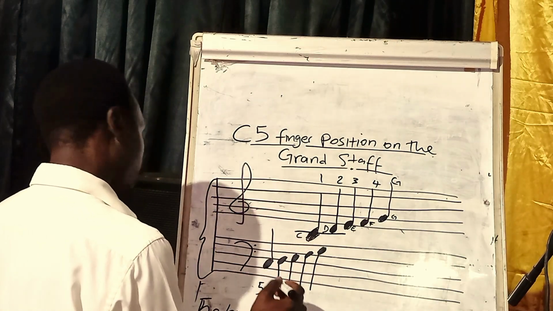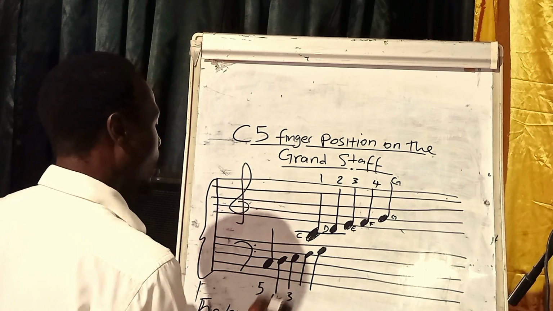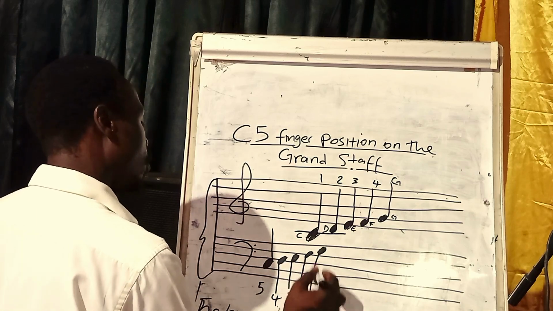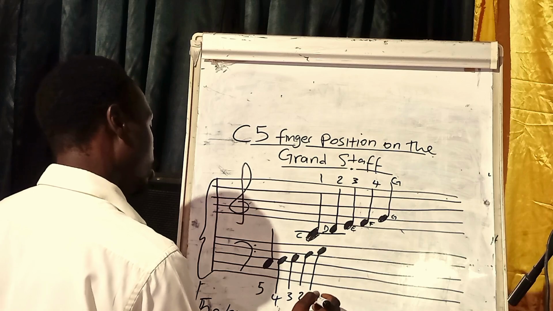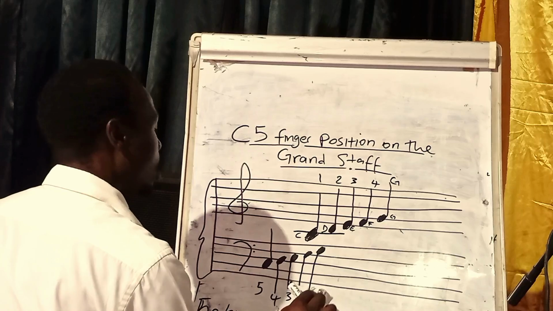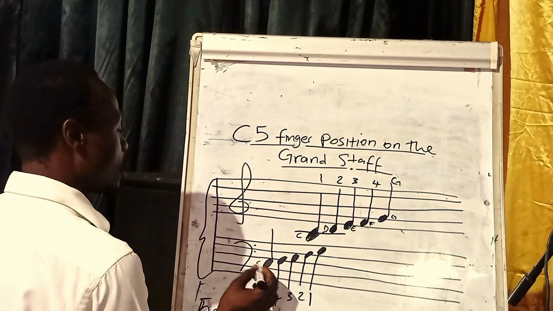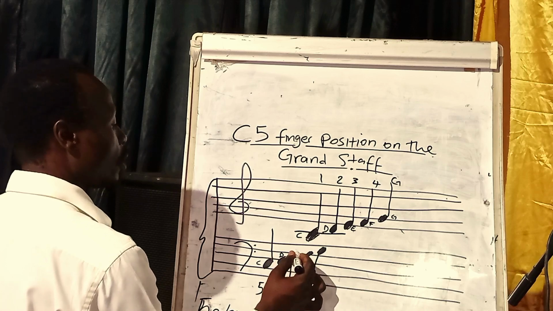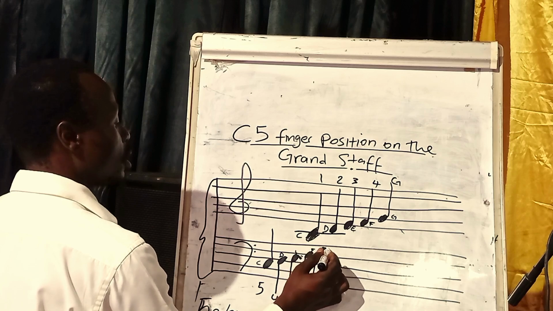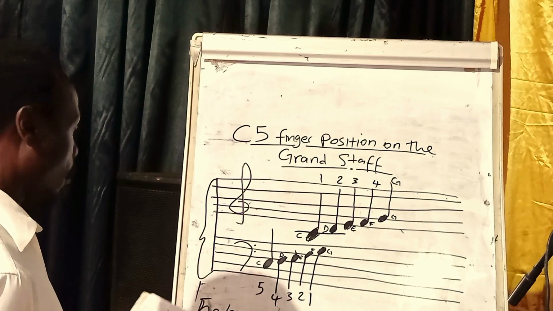Then finger 4 on D, finger 3 on E, then finger 2 on F, finger 1 on G. So, sorry, I've written G, it should be 1, finger 1 on G. This is our C, this is our D, this is our E, and this is our F, this is our G. The C5 finger position. Okay?